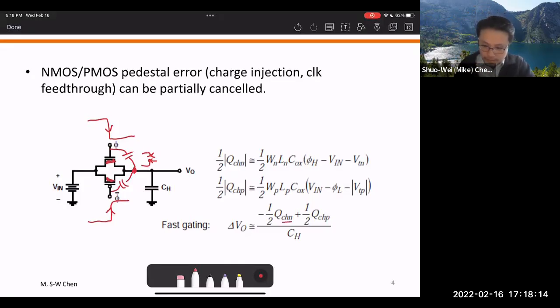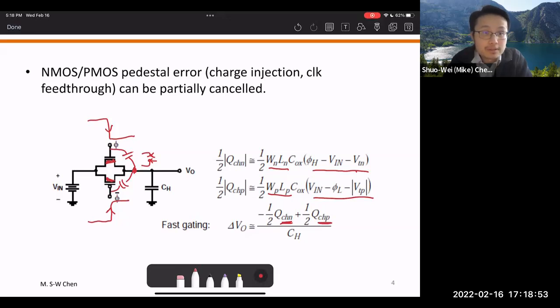as you can see, the NMOS has a negative charge and the PMOS has a positive charge. When you sum them together, they could roughly mitigate each other. Of course, that depends on the W times L product, so WNLN and WPLP, and also on the VGS minus VTH. So you can take a look. It will help to reduce the error just because it's an opposite polarity.